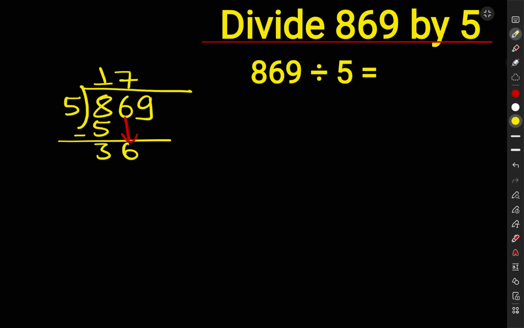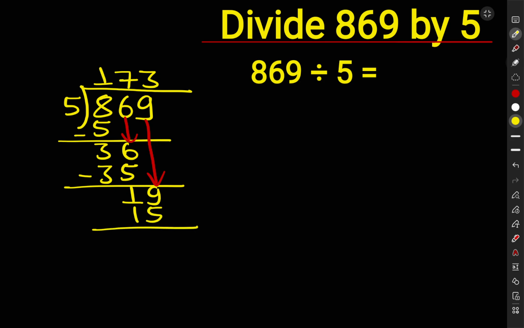5 times 7 is 35. On subtracting we get 1. So again we put down this 9 and it is 19. 5 times 3 is 15. On subtracting we get 4.